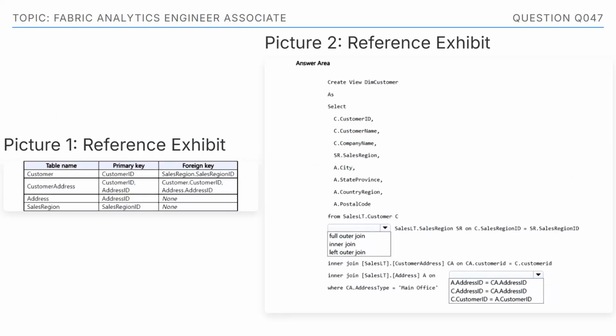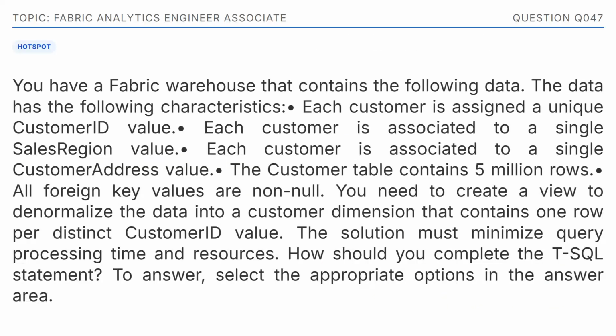Pause the screen to understand the image and move to Next for questions. You have a Fabric warehouse that contains the following data. The data has the following characteristics. Each customer is assigned a unique customer ID value. Each customer is associated to a single sales region value. Each customer is associated to a single customer address value. The customer table contains 5 million rows. All foreign key values are non-null.